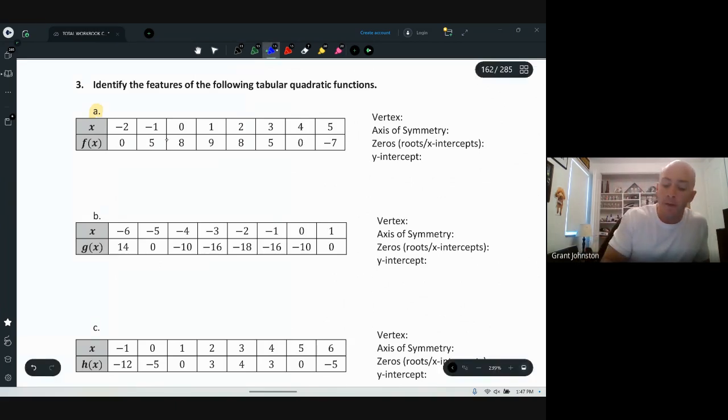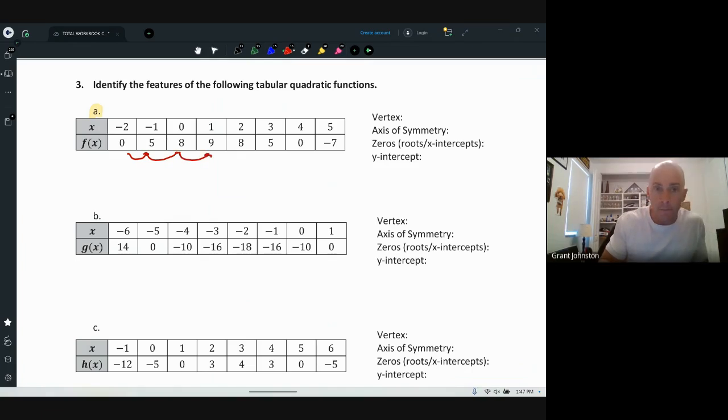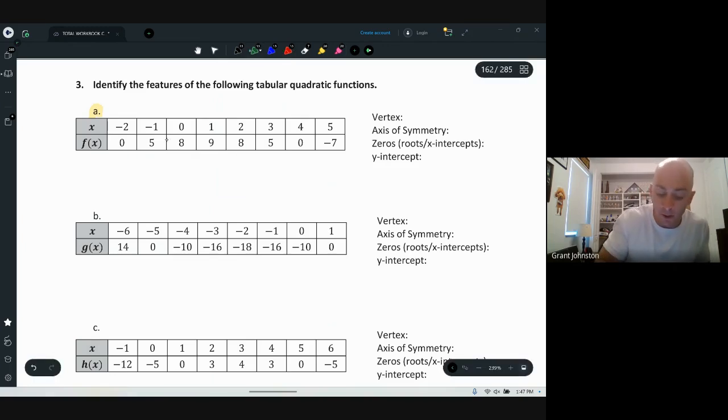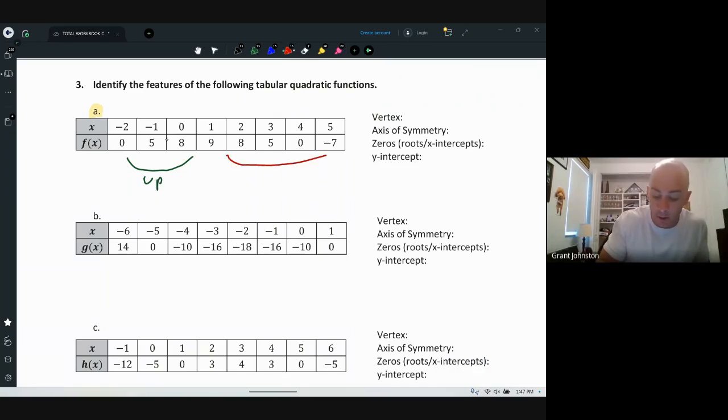So if you look at these values, it looks like it's going down, right? Then down, then down. Oh, I'm sorry. No, it's not. It's going up. It's going 0, 5, 8, 9, right? It's going up. And then it hits 9, right? And then it starts to go down.